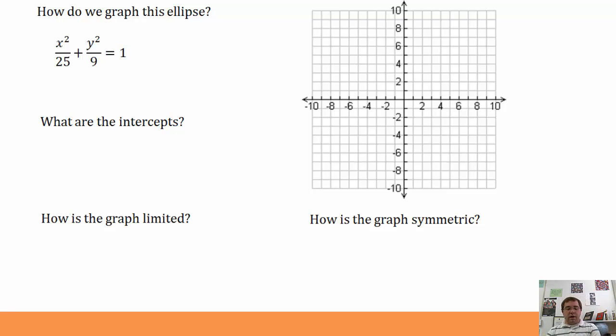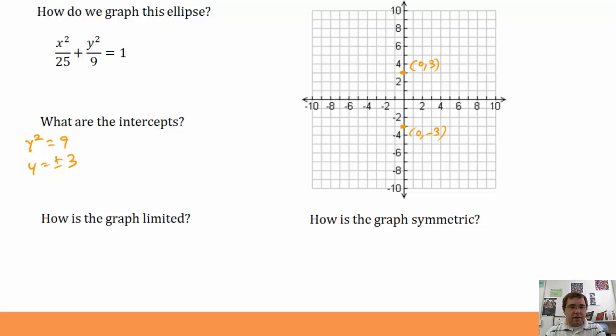Well, easy points to graph are the intercepts. So what are the intercepts? If x is 0, what is y? Well, if x is 0, I've got 0 squared over 25, which is 0, and all I have is y squared over 9 equals 1, or y squared equals 9, which means y equals plus or minus 3. So I've got two y-intercepts. One at positive 3, 0, 3, and one at negative 3, so 0, negative 3.